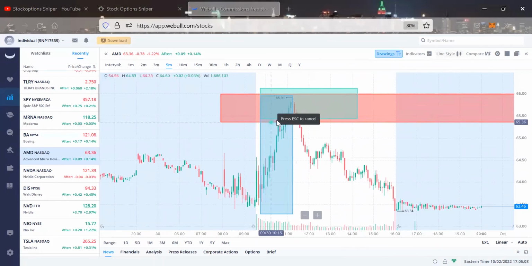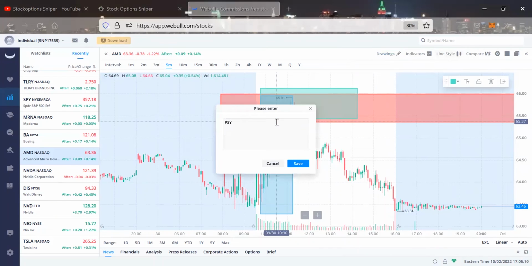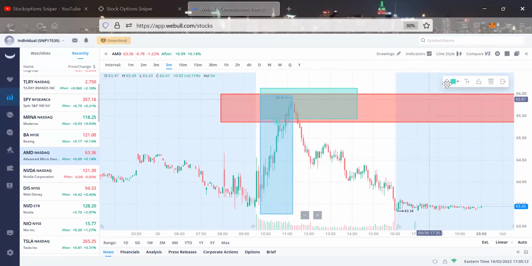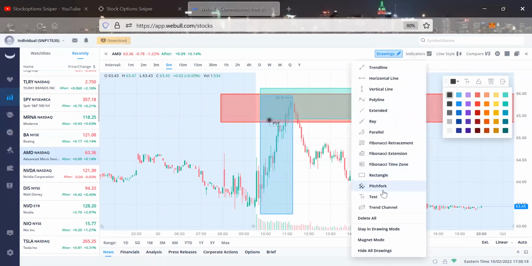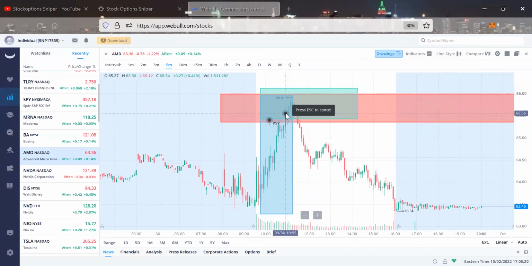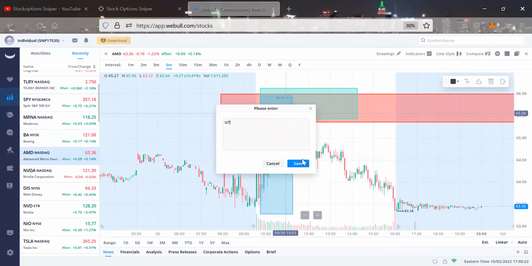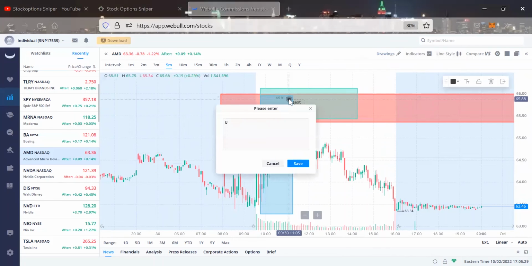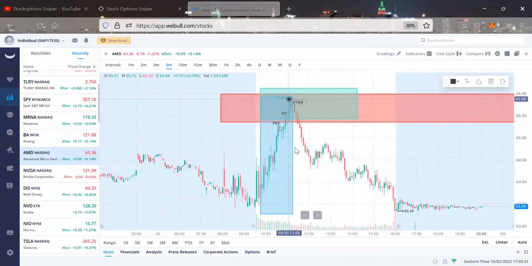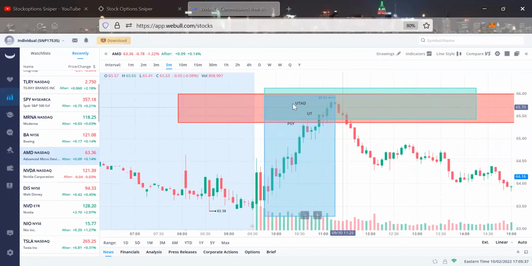Okay. We had the PSY. If you don't know what PSY is, it means preliminary supply. It's not what you think it is. We have the UT, the upthrust, right? And we have the UTAD, right? Upthrust after distribution, meaning this is what you want to call the false breakout, but it's just the break of that structure, right?